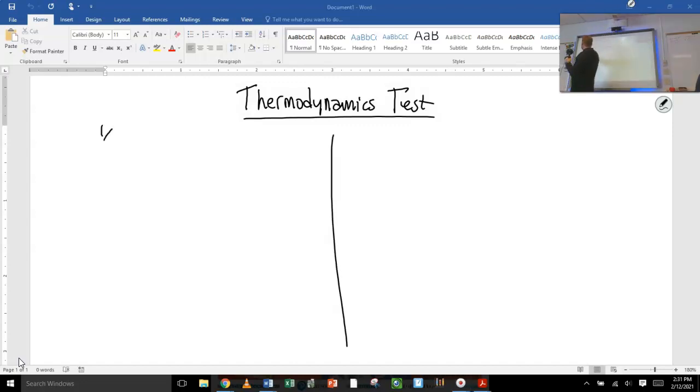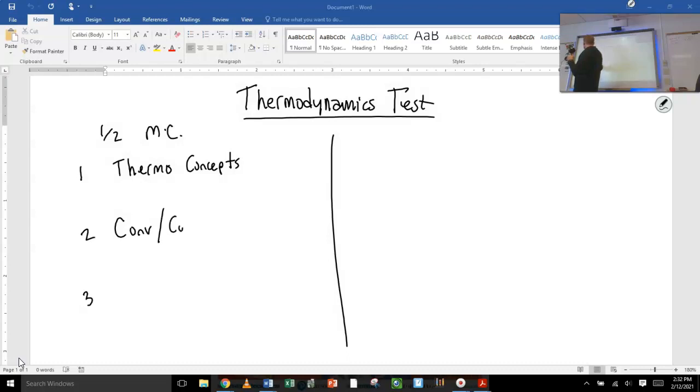Half of your points are going to be multiple choice. The multiple choice questions are going to come in three flavors. Number one, it's going to be general thermodynamics concepts. Another part is going to be convection, conduction, or radiation.